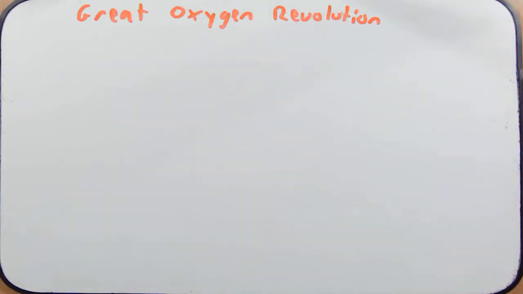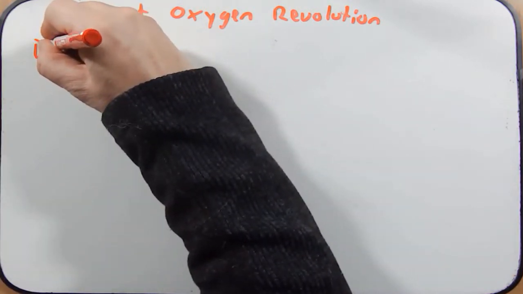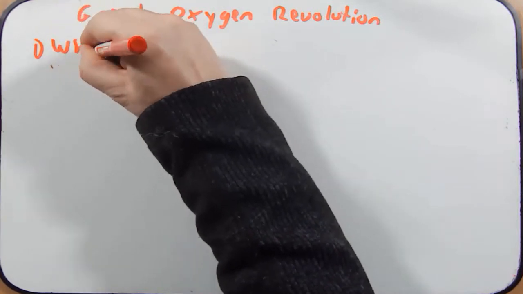Now I'm going to show a video that I think explains the Great Oxygen Revolution in a much better way than I could draw it out for you. As you're watching this video, I want you to think about some questions or just some general themes. And I'm going to list those things right now. And the first one is, what were the oxygen concentrations like on early Earth?